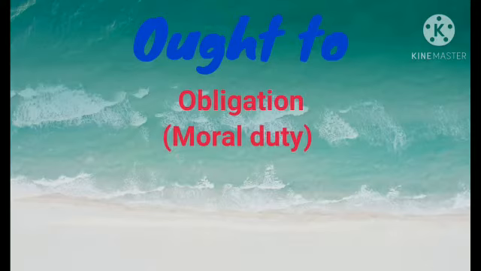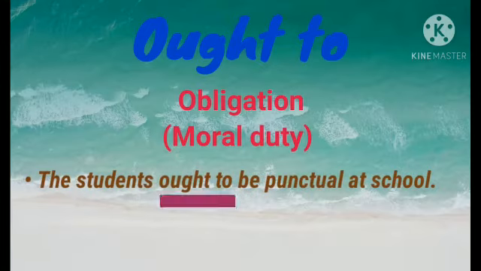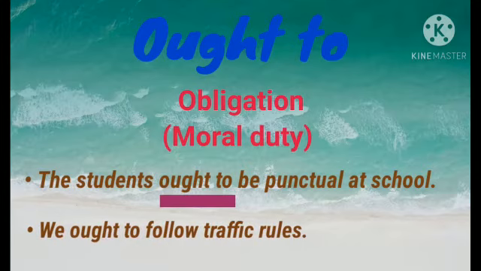Now have these examples to make it clear. The students ought to be punctual at school. We ought to follow traffic rules. As you can clearly see, these two sentences talk about our moral duties. A student should be punctual at school. He or she should not come to school late. And we, as citizens, should follow traffic rules properly. We should not disobey our traffic rules. So here, moral duty is expressed through these two sentences.